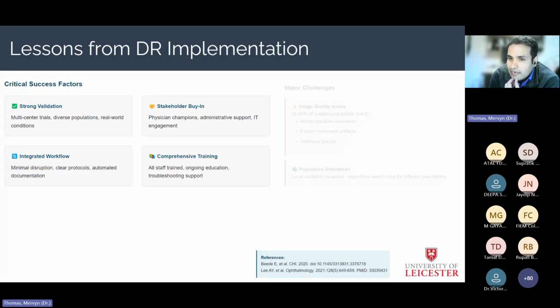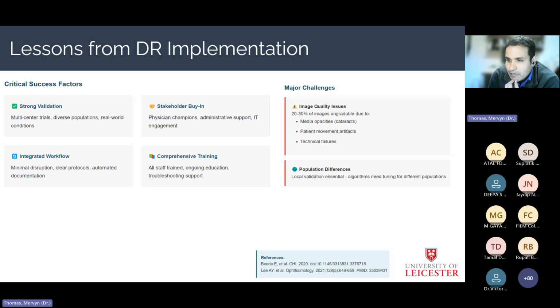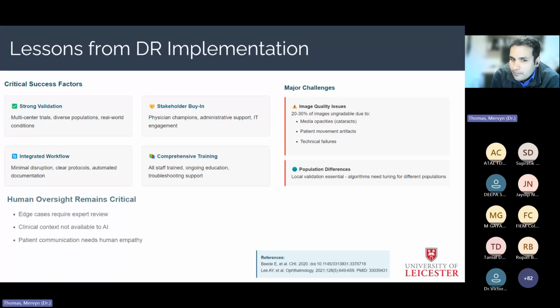But it also faced some major challenges. About 20 to 30% of images were ungradable. This is due to media opacity. For example, a lot of these aging populations also have cataracts, and therefore the quality of the images might be poor. There might be movement artifacts, there might be technical failures. These are all major challenges that came out from some of these studies. Importantly, local population validations were also essential to further fine-tune based on different factors.